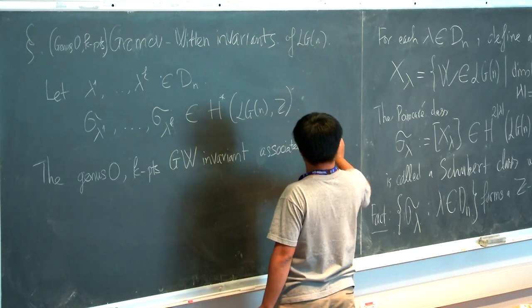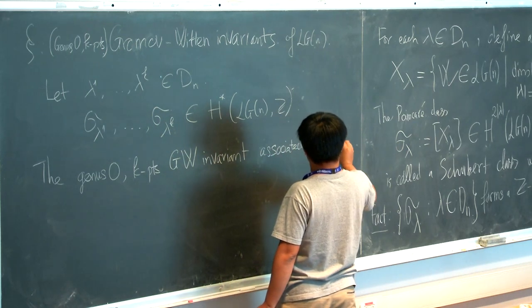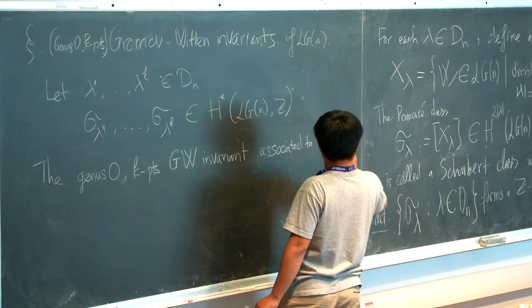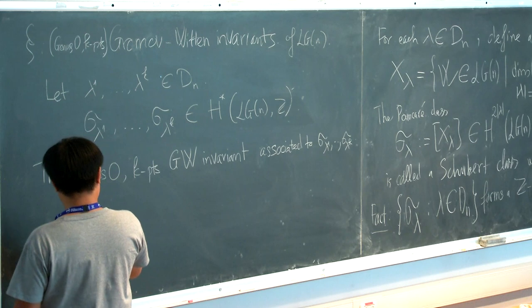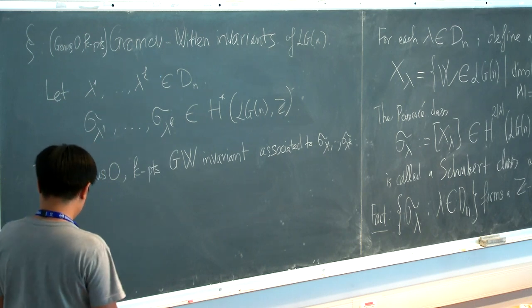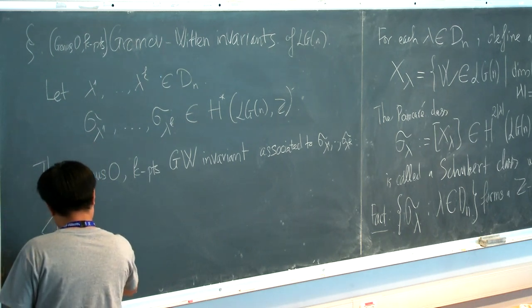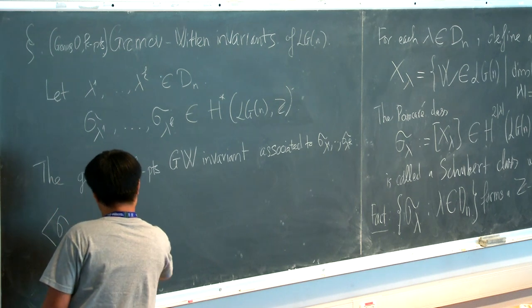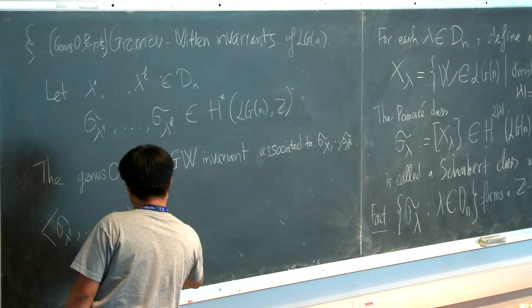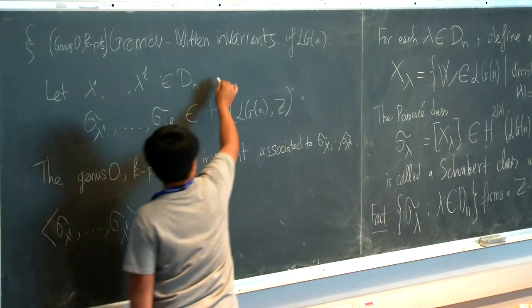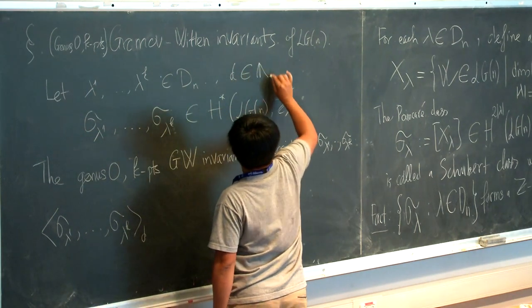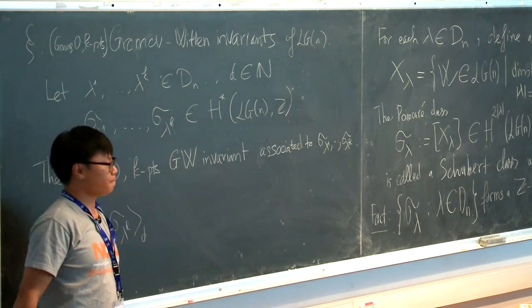Associate to sigma lambda 1 up to sigma lambda k, which is denoted by sigma lambda 1 up to sigma lambda k, d. Of course, I should take d to be a natural number.